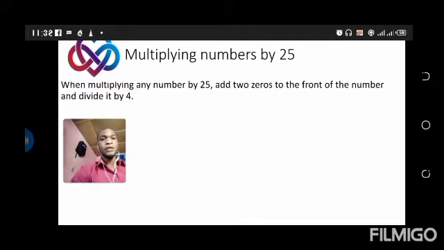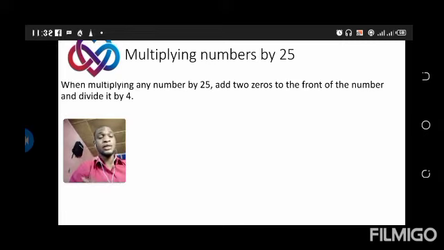In our speed math studies, we're going to look at one of our treats again, multiplying numbers by 25. Wow, it's amazing. Multiplying numbers by 25, and we're going to follow the rules one after the other.